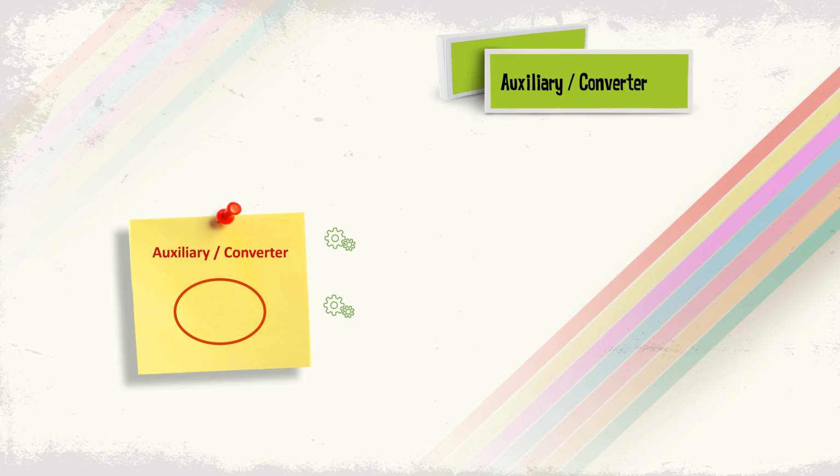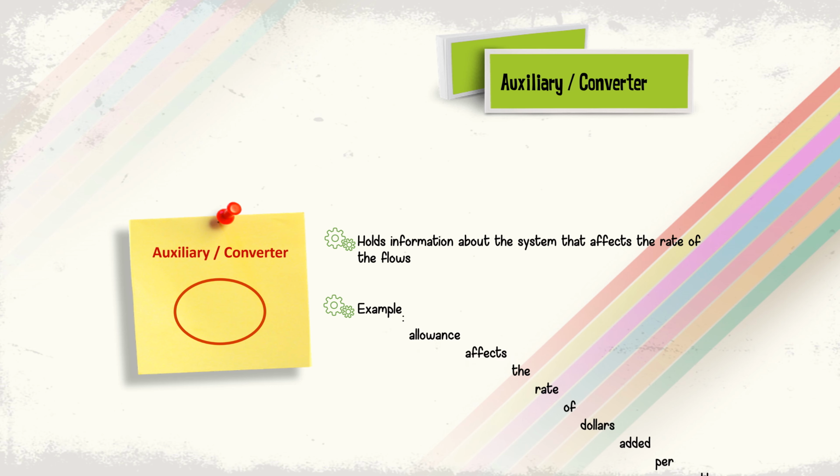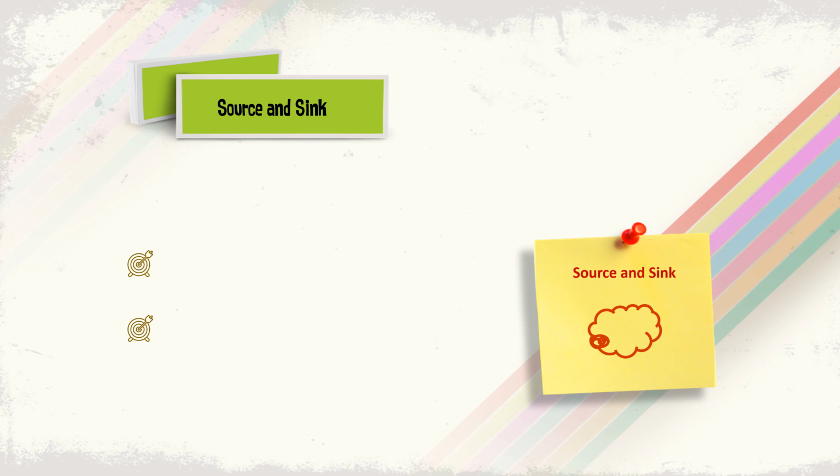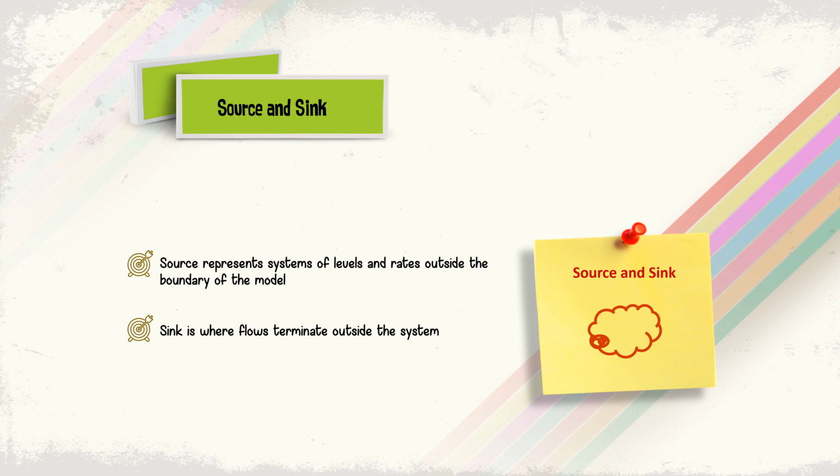Auxiliary or converter is the additional parts in the stock and flow. It holds the information about the system that affects the rate of the flows. For example, allowances affect the rate of dollars added per month. So auxiliary is drawn in the shape of an oval. Source represents systems of levels and rates outside the boundary of the model, while sink is where flows terminate outside the system. These two are placed at the start and the end of the model, and look like a cloud.